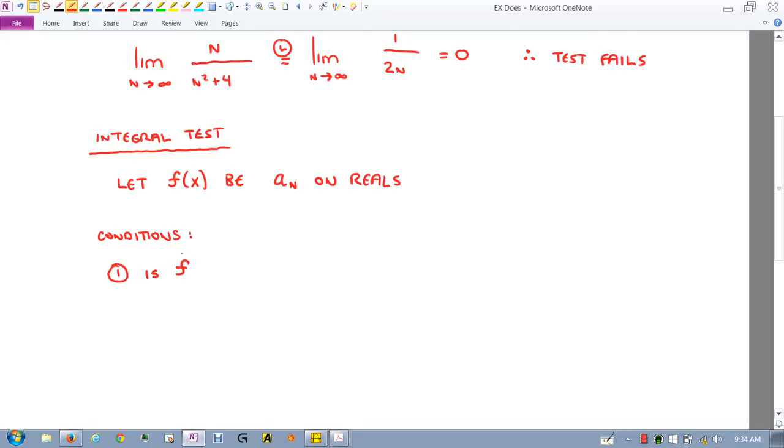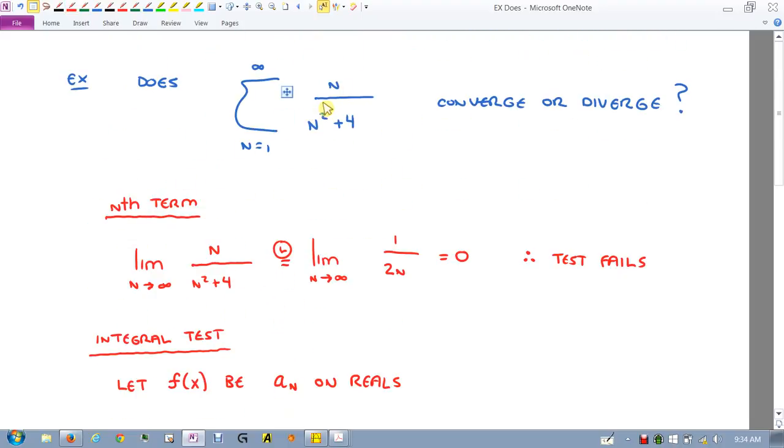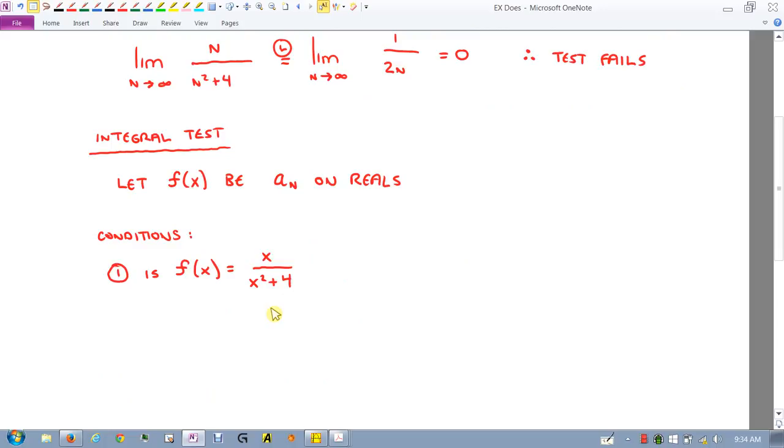Is f continuous? Well, f of x is equal to x over x squared plus 2. Is it 2? 4, sorry. So that is the extension of our sequence into the real numbers. Is that a continuous function? Yes? Why? You will never get division by 0, right? This is a rational function. All rational functions are continuous on their implied domains. This is Cal 1. As long as the denominator is not 0, you're in business.